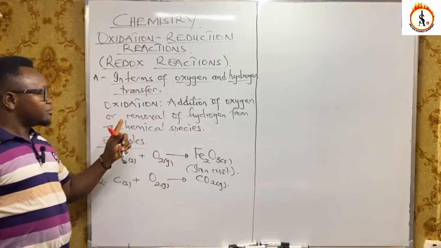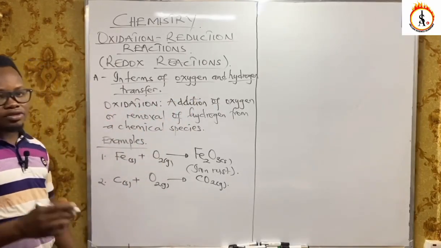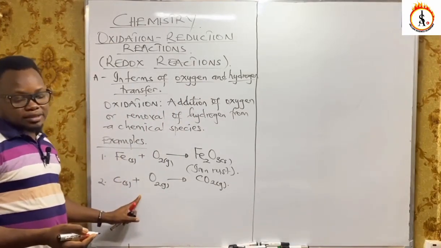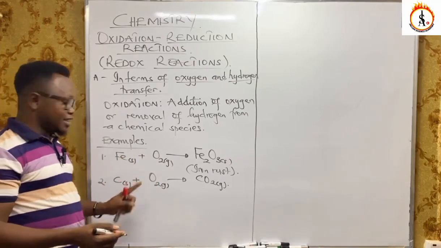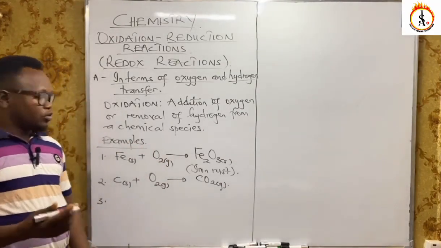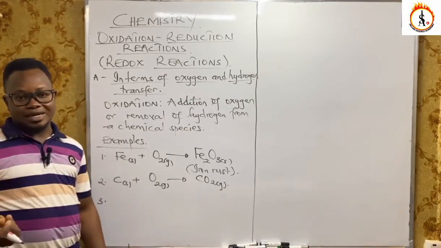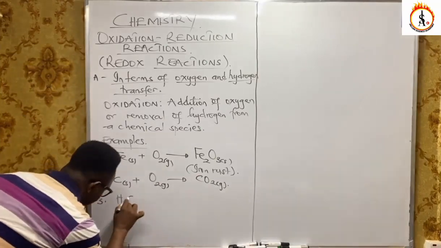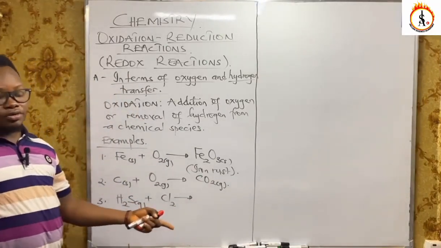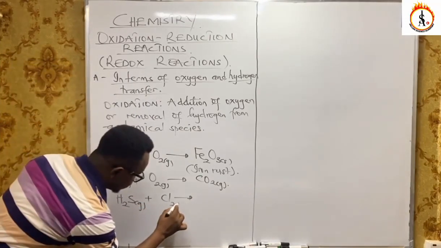But we said it can be either the addition of oxygen or the removal of hydrogen. So let's look at a situation wherein hydrogen is being removed. These were examples wherein oxygen is being added. For the third one, let's say we are going to react two gases, hydrogen sulfide gas and chlorine gas. This kind of reaction, we refer to as a precipitation reaction, wherein two gases react to give you a solid substance.